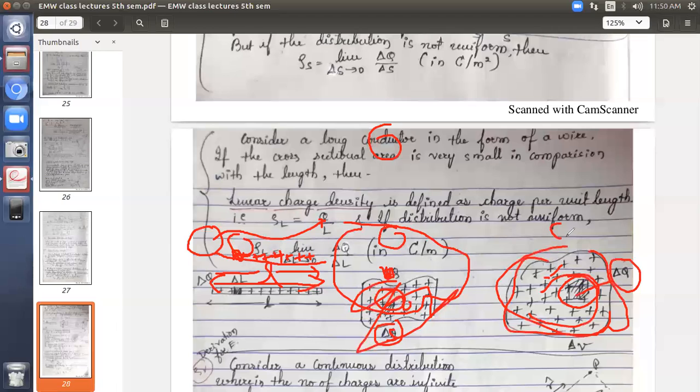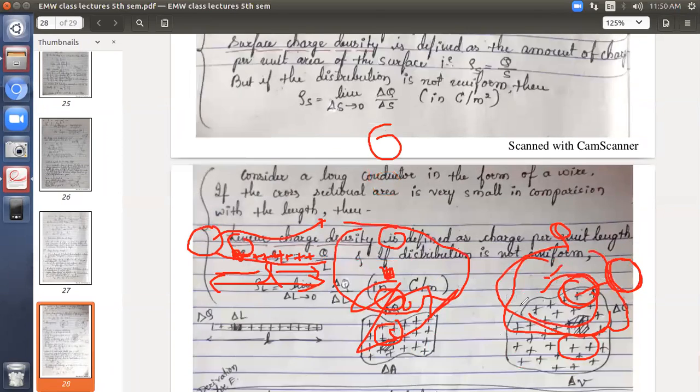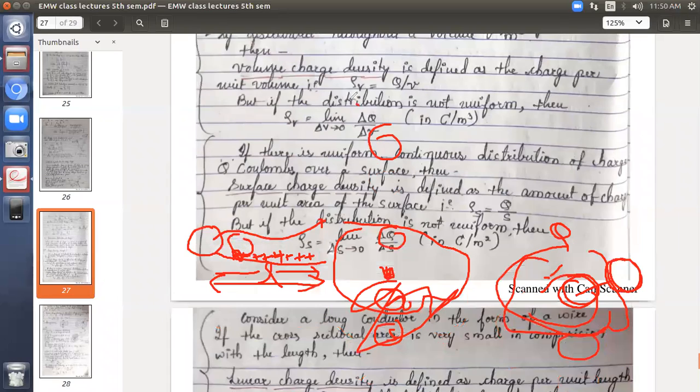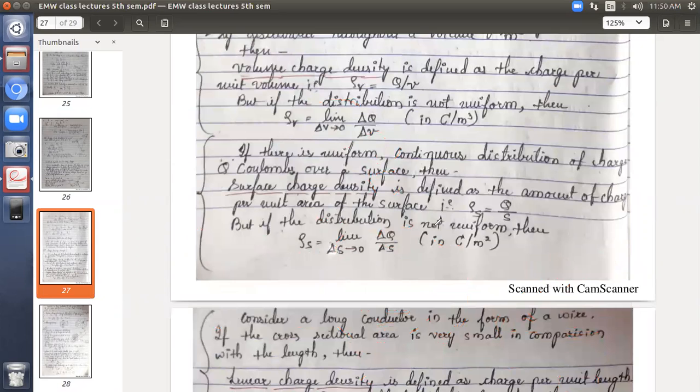Total charge is Q, the total number of charges. But only in this part, I have got delta Q as the charge and the volume is delta V. If that is the case, this is your volume charge density equation. If you want the overall density, then integrate it. This is about the charge density and the continuous distribution of charges.